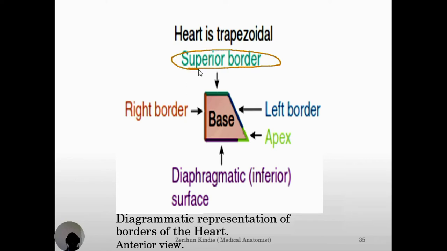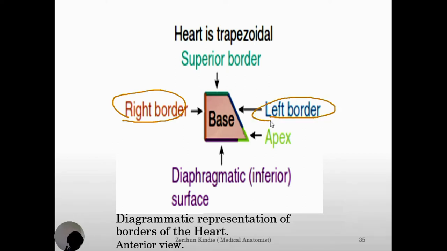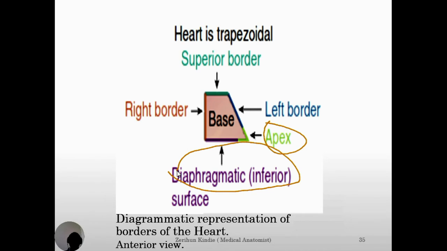The superior border is formed by the great vessels. The right border is mainly formed by the right atrium and the right ventricle. The left border is mainly formed by the left ventricle. The apex is mainly formed by the left ventricle. The diaphragmatic surface is mainly formed by the right ventricle, but less so the left ventricle also forms the diaphragmatic or inferior surface. So you should know which parts of the heart form which border and which surface.